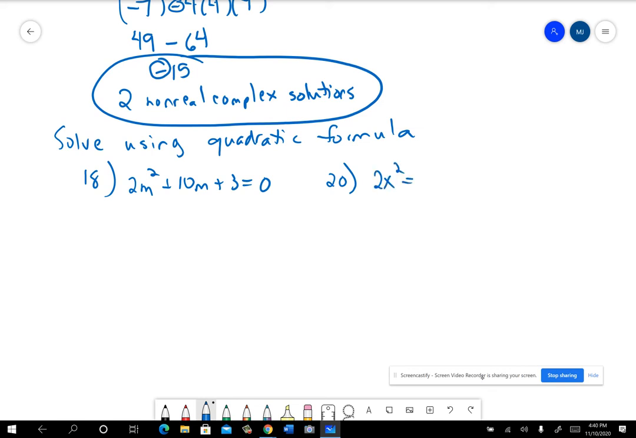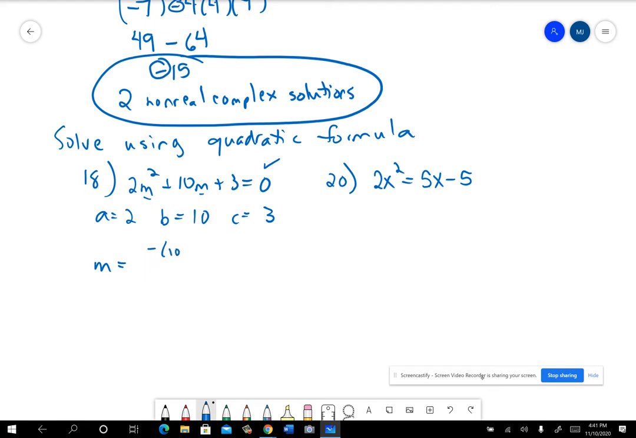Okay. All right, so you want to work through the review completely and showing your work on all problems. Okay, so these say to solve using the quadratic formula. This one's already equal to 0. I'm going to identify my A, my B, and my C. I'm going to plug into the quadratic formula. The variable is an m, so that's what I'm finding, the value of m.